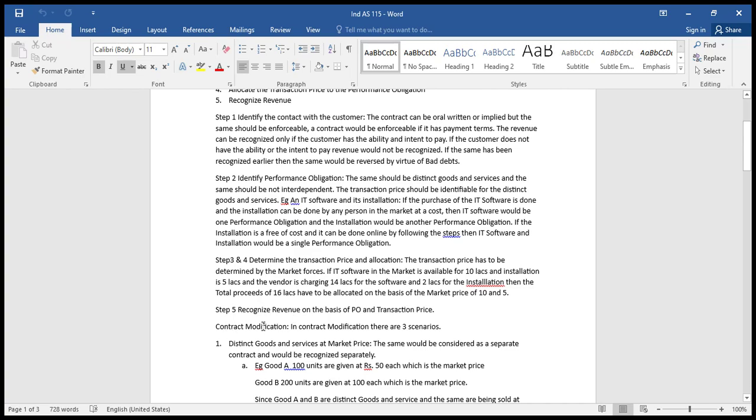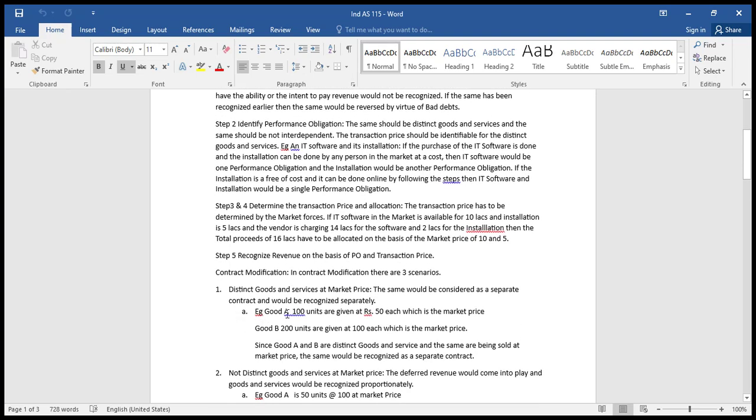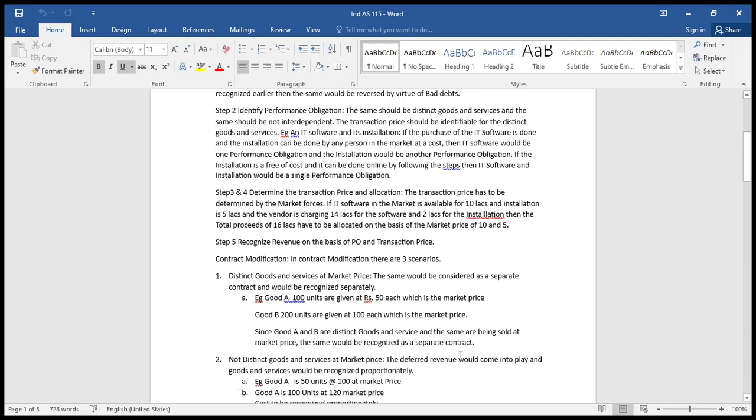Contract modification. In contract modification, there are three scenarios. First, distinct goods and services at market price. The same would be recognized as a separate contract and would be recognized separately. Good A, 100 units are given at 50 each, which is the market price. Good B, 200 units are given at 100 each, which is the market price. Since good A and B are distinct goods and services and the same are being sold at market price, the same would be recognized as a separate contract.